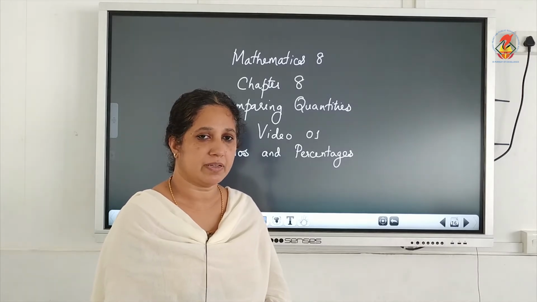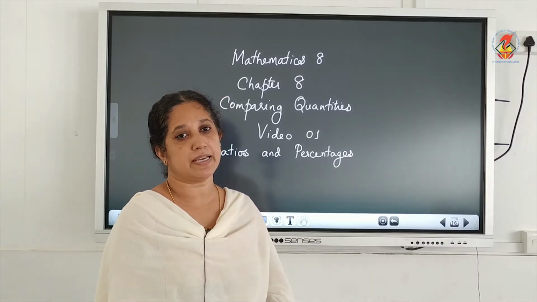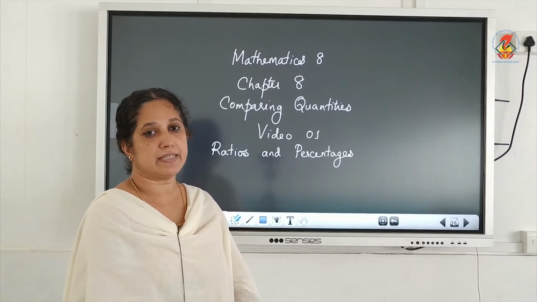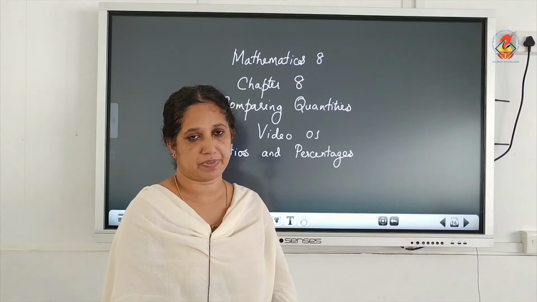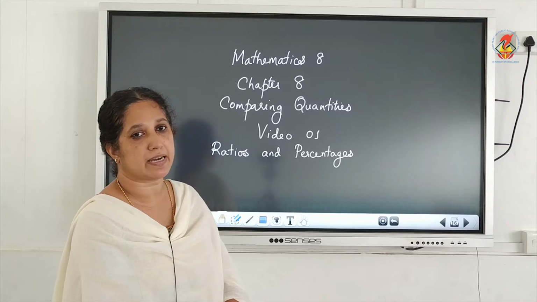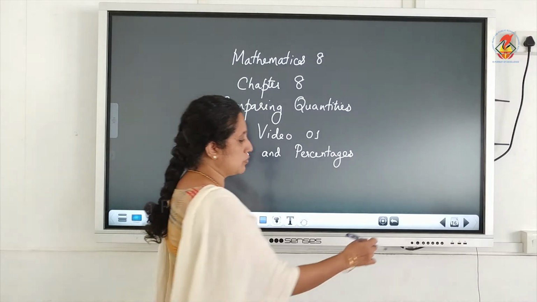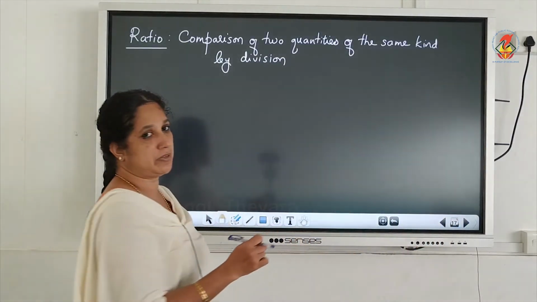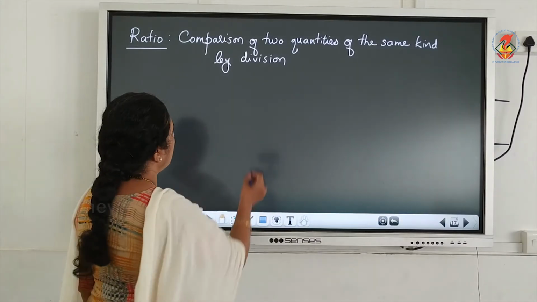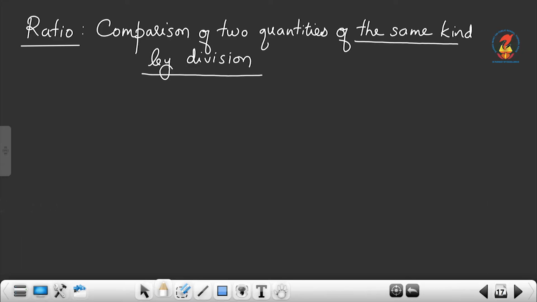How can you compare? We can compare them by finding the difference between them. So, comparison by finding the difference. That is one way of comparison. Another way of comparison is by division. So, when we compare two quantities of the same kind by division, we say that we have formed the ratio between those two quantities. So, ratio means comparison of two quantities of the same kind by division. We can call it the ratio.